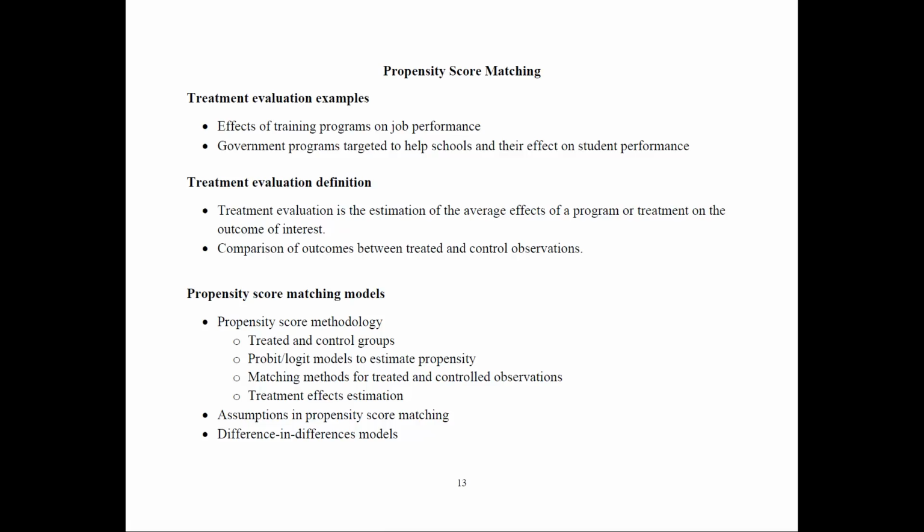First, we would put people in treated and control groups, and then we will estimate Probit or Logit models to estimate their propensity to be in the treated group. Then we will talk about matching methods for treated and control observations, how you can match those two groups. And we will talk about the treatment effects after the estimation, or how to compare their outcomes once they're matched. We will talk about the assumptions in propensity score matching, and then we will conclude with difference-in-differences models when we have two or more periods of data.